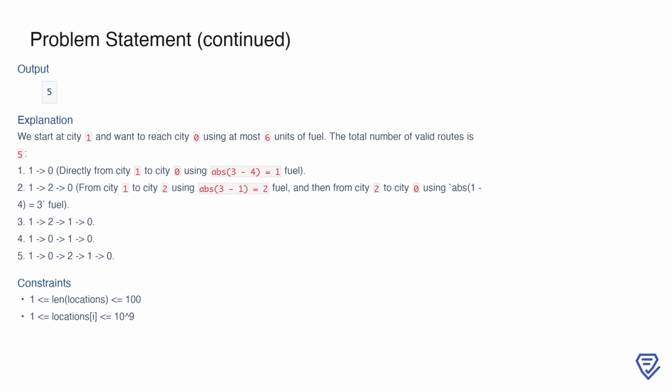Another route involves traveling from city 1 to city 2, returning to city 1, and then proceeding to city 0. Similarly, we can also travel from city 1 to city 0, return to city 1, and then go back to city 0 again. Finally, a longer route involves traveling from city 1 to city 0, then to city 2, back to city 1, and finally to city 0. These account for all 5 possible routes.